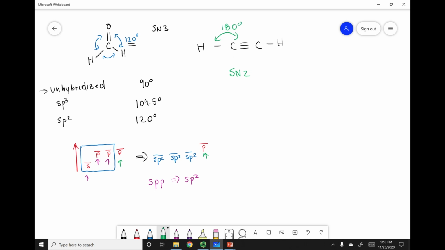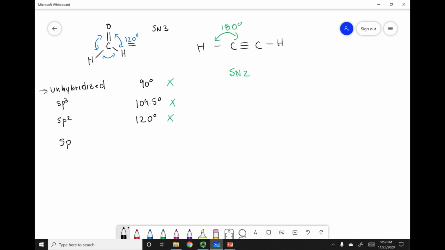And so let's go ahead and look at my list and see if anything works. So I can't use the unhybridized because those are at 90 degrees. I can't use sp3 hybridization because that's at 109.5. And I can't use sp2 hybridization because that's at 120 degrees. So I need a new hybridization to accommodate 180 degree angles. So what I'm going to invoke is something called sp hybridization. When I hybridize as sp, this is appropriate for that molecule that I just drew out for you.